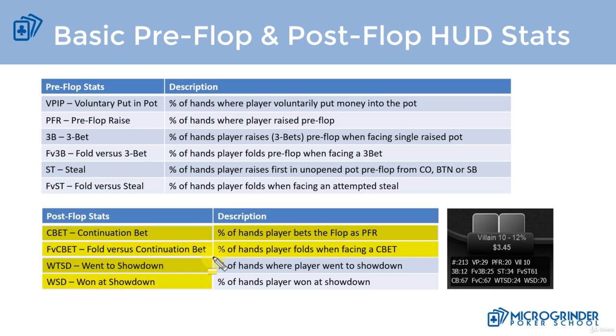So we can take a look at these two combined, and if we see a player going to showdown a lot, that means that they're probably not bluffing. If somebody's not going to showdown that often, then it means they're probably bluffing a lot. Conversely, if somebody is going to showdown and they have a high percentage of won at showdown when they go to showdown, then we know when they are going to showdown, they're typically not bluffing.